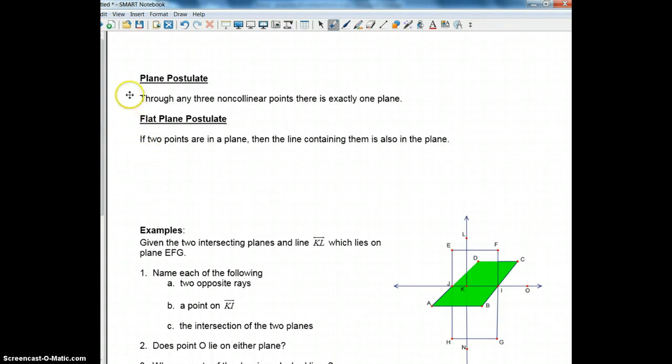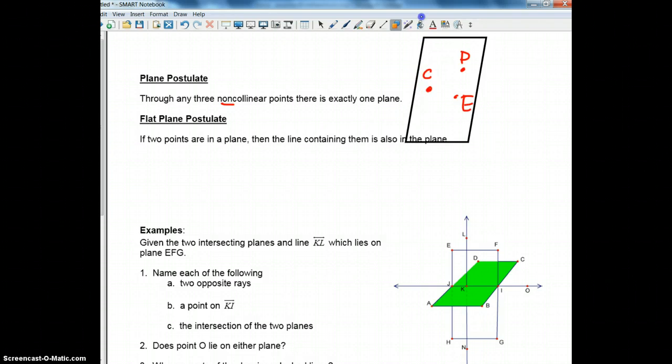Here we have the plane postulate, which says through any 3 non-collinear points, there's exactly one plane. So if I draw 3 non-collinear points, remember I could draw a line through C and D, I could draw a line through D and E, but I can't draw one line that contains all of them. That's what makes them non-collinear. So through any 3 non-collinear points, there's exactly one plane. So I could draw exactly one plane that fits all of those in there.